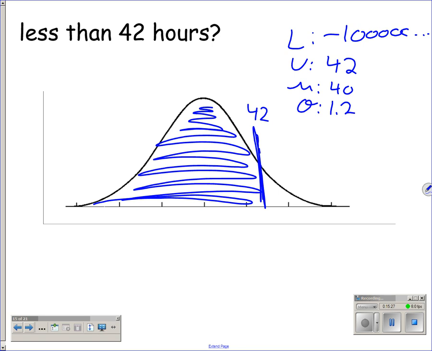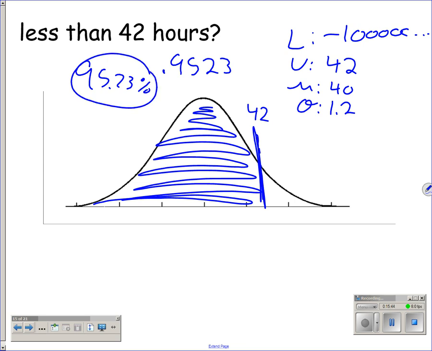Anybody get it? That's 95.23%. What's the other way I could have done this problem? The last problem we figured out this was 0.0477. So we literally could have just done 1 minus that percent, and we would have got the same answer.